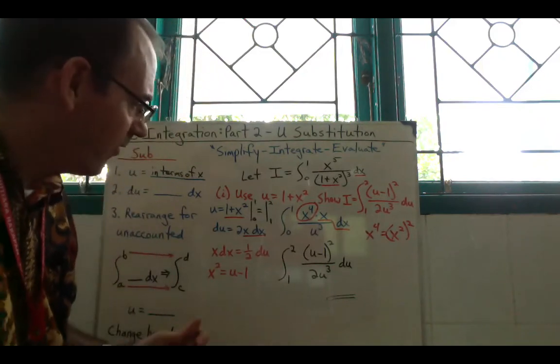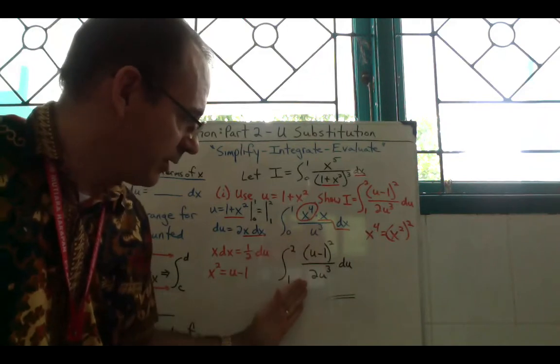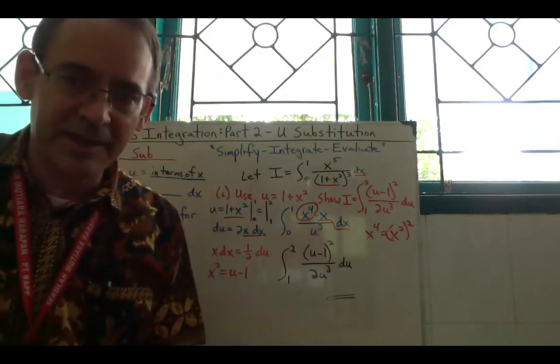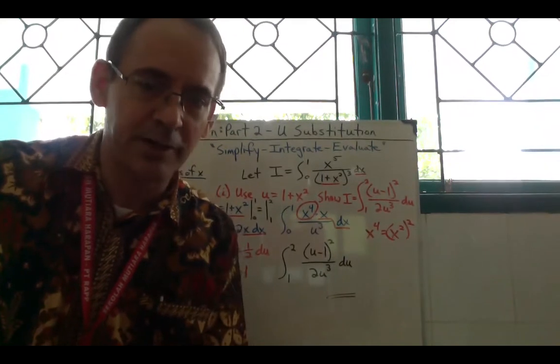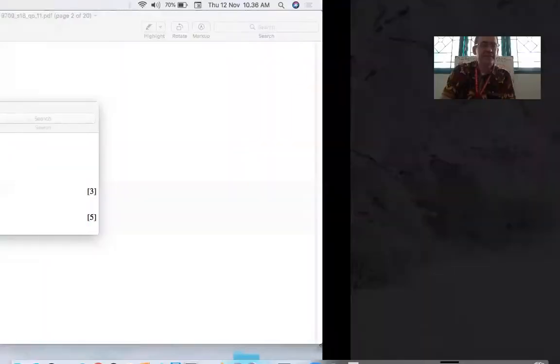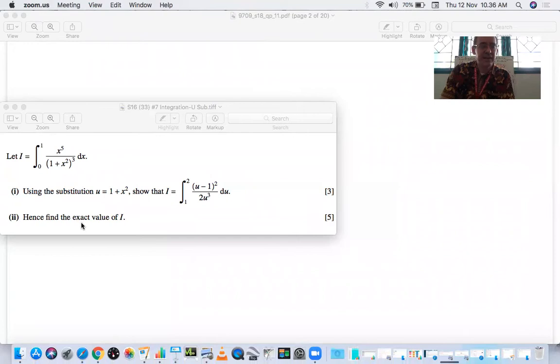Okay. Now, I'm going to keep this part, but I need to erase some things to make room for the second part of the question. Okay, let's look at the second part of that question again just to see what it said. It says, hence, find the exact value, so no decimals. You have to keep everything in its algebraic form without using calculator. And find the exact value of I, meaning go ahead and do the integral is what that's saying.